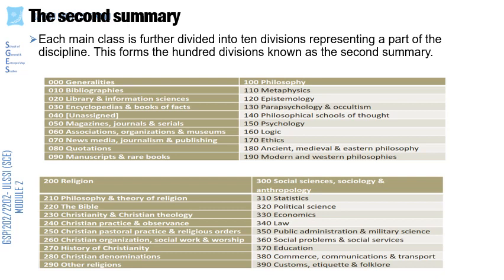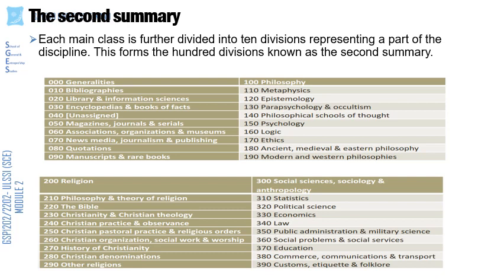Each main class is further divided into 10 divisions representing a part of the discipline. This forms the 100 divisions known as the second summary, where 000 is generalities, 010 we have bibliographies, 020 library and information science, 030 encyclopedias and books of facts, 040 unassigned, so it may be any knowledge. 050 can be magazines, journals and serials. 060 associations, organizations and museums. 070 news media, journalism and publishing. 080 we have quotations. 090 manuscripts and rare books.